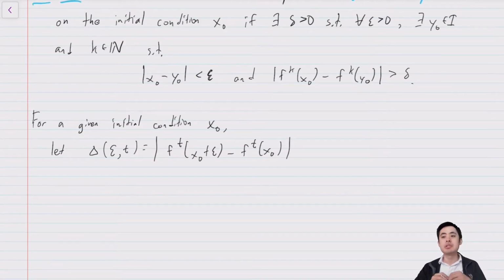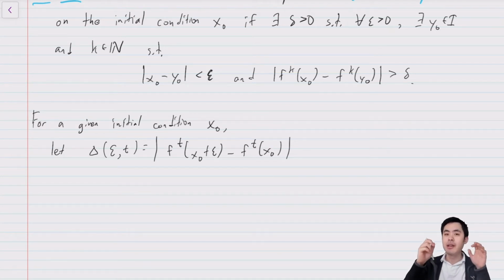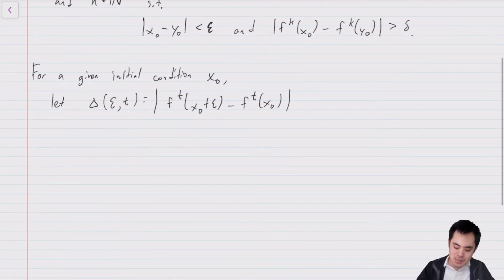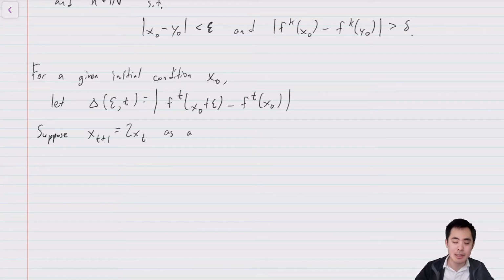Okay, so what are we doing here? We're just saying that if we start at some point x naught and we go some distance epsilon away, how far away are the respective trajectories of x naught and x naught plus epsilon after t time steps? Well, let's solve this for a simple problem. Let's suppose that we have a very simple difference equation, x sub t plus 1 is equal to 2x sub t, as a simple example. And let's look at it around x naught equal to 0.